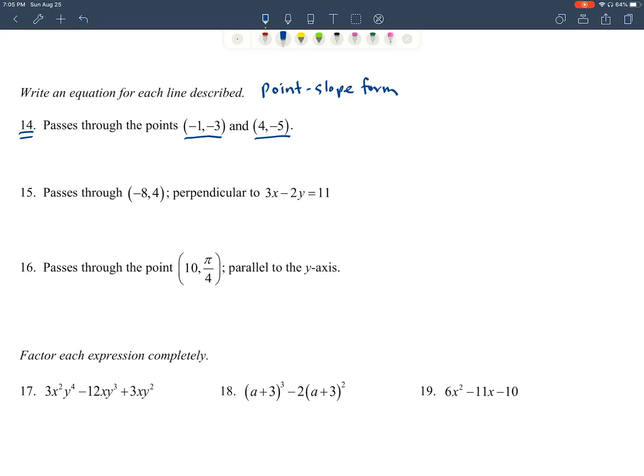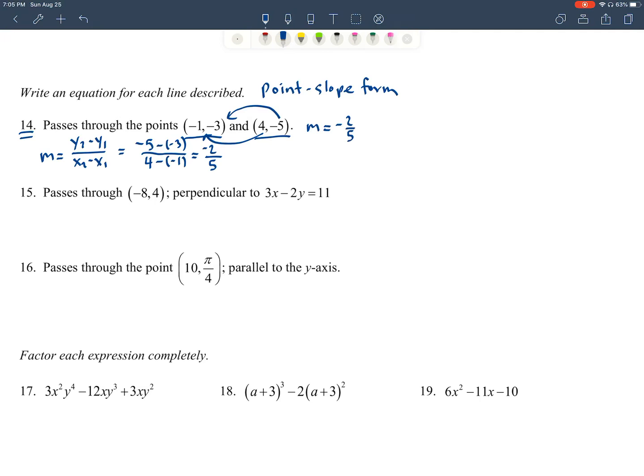The first thing we need to do, since we're given 2 points, is find the slope. Remember, we use the y2 minus y1 over x2 minus x1 formula. So we say -5 minus -3 over 4 minus -1. That leaves us with -2 over 5, so our slope for our line is -2/5.